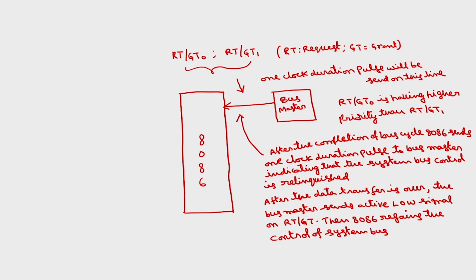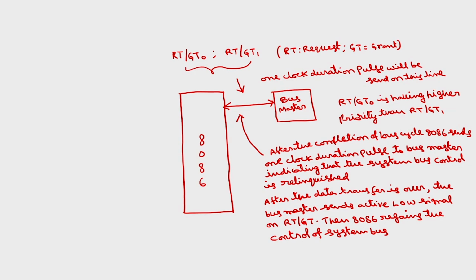This is the complete process which takes place for request/grant 0 or request/grant 1 by an external bus master. While requesting, it will be a one clock duration pulse. Similarly, the acknowledgement will be on the same line. This is bidirectional. So on the same line, the 8086, after completion of the current bus cycle, will again send one clock duration pulse to the bus master, indicating that the control of the system bus is relinquished to the bus master. Now the bus master can use the system bus for transferring data.